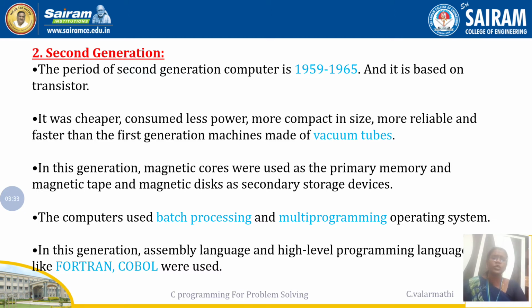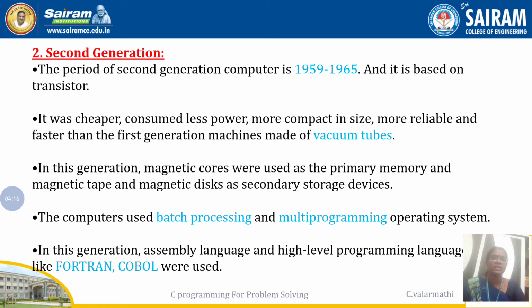What is the disadvantage? Compared with vacuum tubes, it is cheaper, uses less power, and is very compact and reliable. But speed-wise we cannot achieve more, and that is one of the disadvantages in the second generation. Then what storage devices did they use? Magnetic tapes and magnetic disks. Magnetic tape occupies a very small size of storage, but a magnetic disk occupies more space, so there is a difference between magnetic tape and magnetic disk.